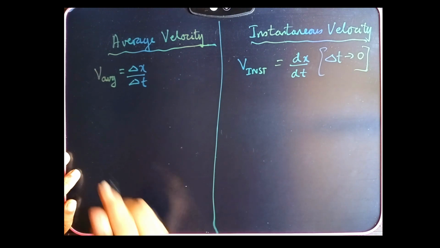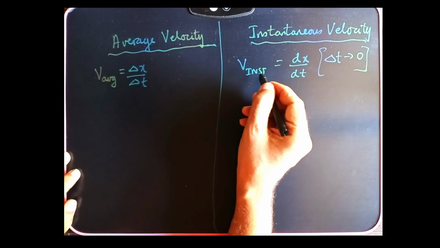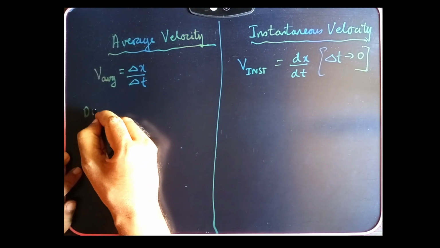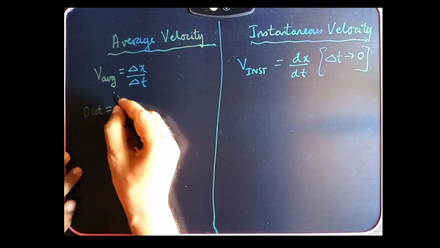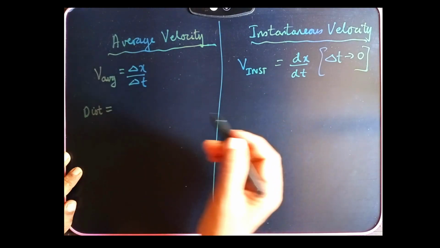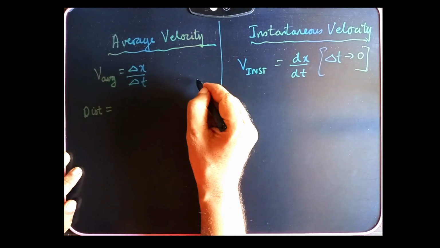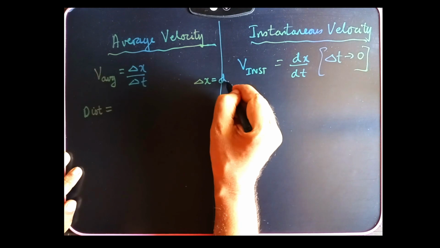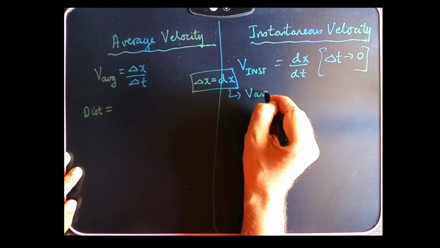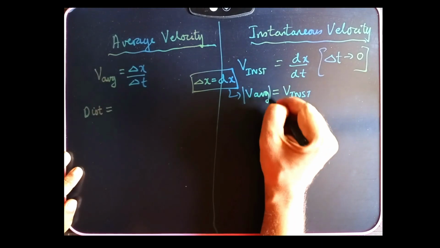So now, when will average velocity and instantaneous velocity be the same? Before we find out whether average velocity is going to be the same as instantaneous velocity, which obviously is not the case, average velocity and instantaneous velocity will not be the same unless and until delta x is equal to dx. Only then will v average be equal to v instant in terms of magnitude.